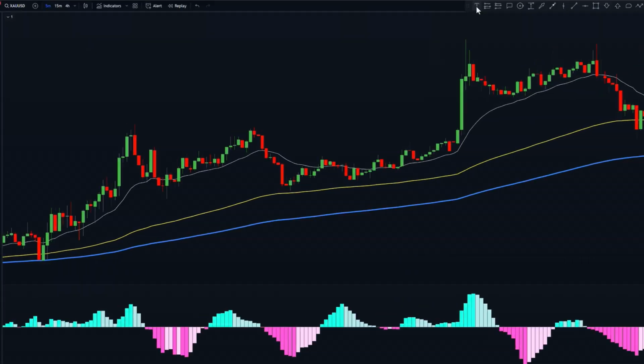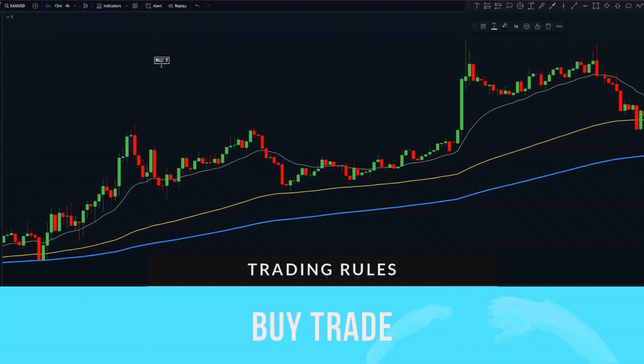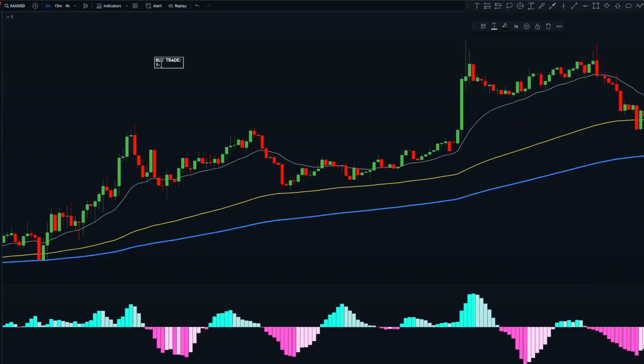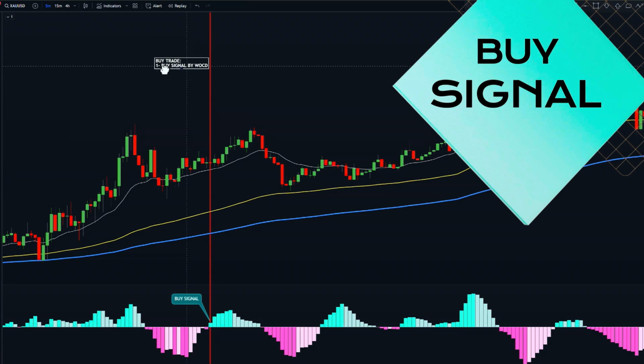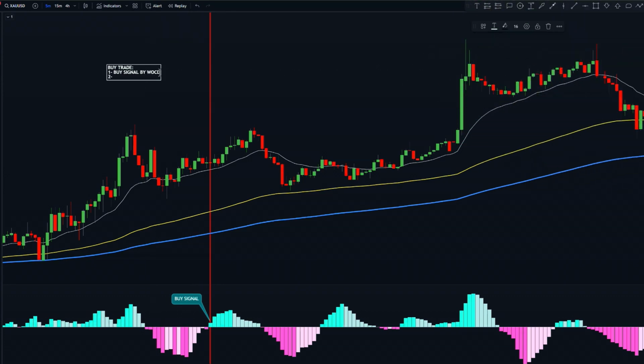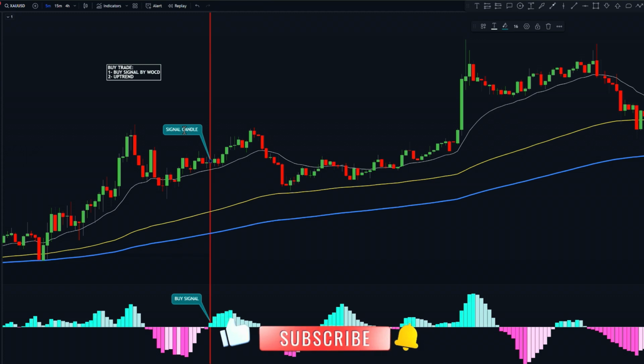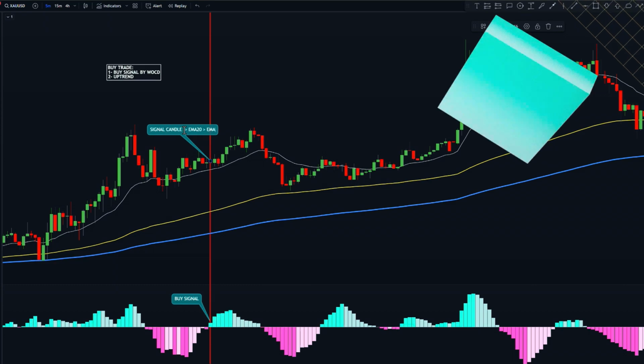Alright, now, are you ready to dive into how to enter buy trades? Let's get started. First up, you want to look for a buy signal. This is when the MACD indicator shows the first positive histogram bar. Think of it as a green light signaling you to get ready. Next, it's crucial to make sure you're trading in line with the market's uptrend. This means the overall direction of the market trend is moving upward. Remember those moving averages we talked about? They're like your best friends here. If the price is above all the moving averages, it's a good sign that the market is trending up.